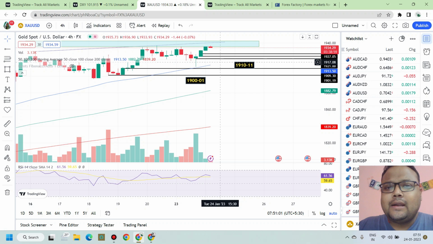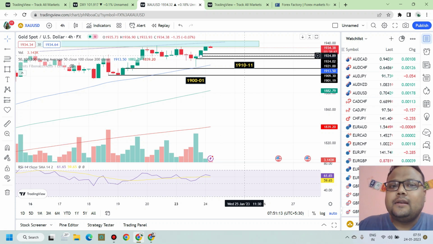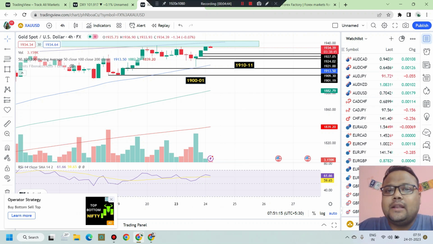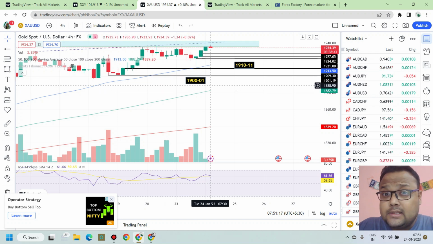Okay, I think it will be around 1915 to 1920. If market comes to 1915, 1920, you can look for a buy position. But if the selling pressure is high, then your retracement level will be 1900 to 1901. If market comes to the level and bounces, you can go for a buy position.